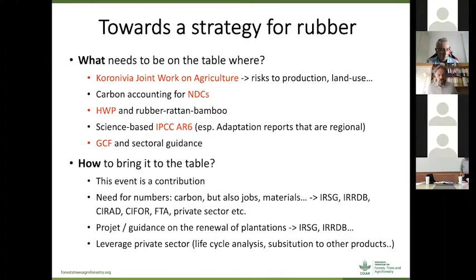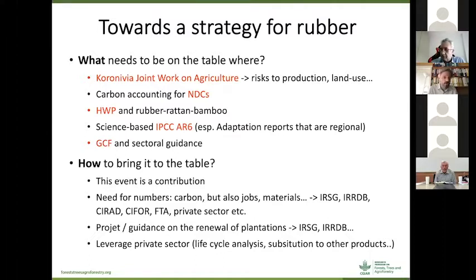So finally, to conclude, we think that there are several potential entry points for rubber in the climate change negotiation, discussion, and implementation. The question is more what can be put on the table and where, and how we can bring that to the table. When we look at the Koronivia joint work on agriculture, this program looks very much at how to properly present, prevent, and manage risks to production. This is where it could be highlighted that such a system of risk monitoring for weather, pests, and diseases shall also cover plantations, including rubber, not just agricultural food crops.